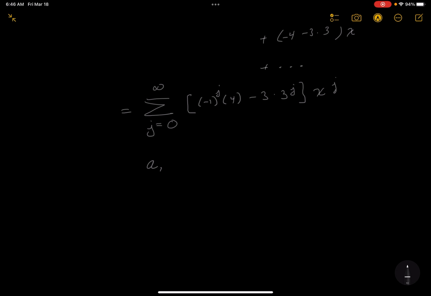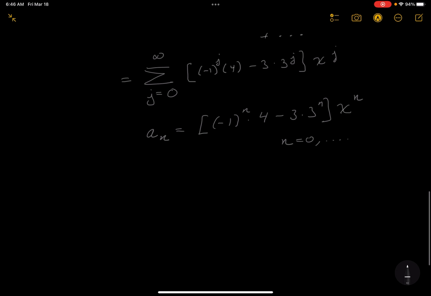a_n is equal to minus 1 to the n, 4, minus 3, 3 to the n, x to the n. And this is if we start at n equals 0. So n equals 0, and so on.